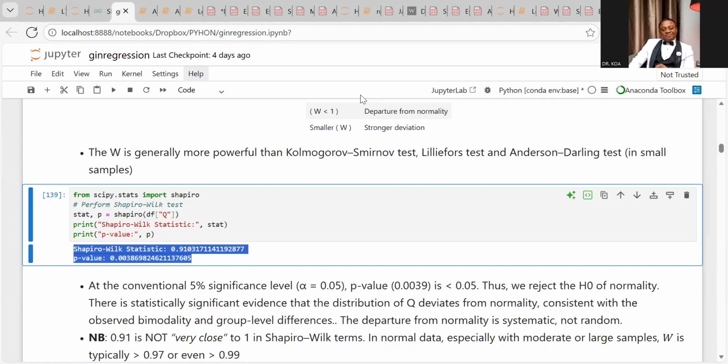Anyway, so here's the rule. The rule is that whenever the p-value is greater than 5%, it means that the data, the variable, is normally distributed. Write it down. When the p-value is bigger than 5%, that's good news.